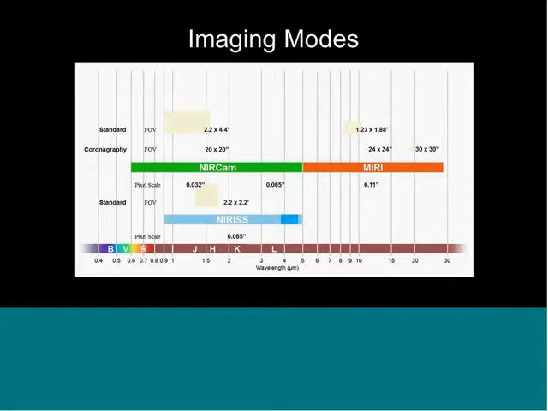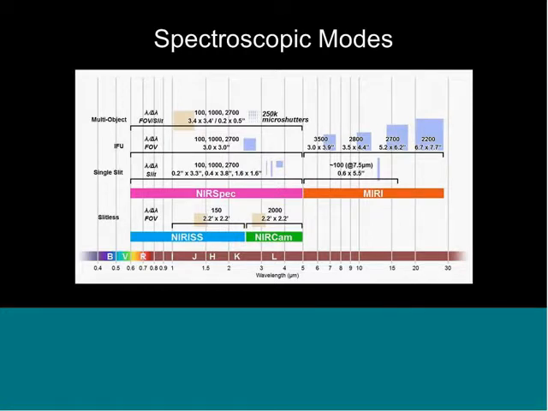But here's a look at our imaging modes. I like this chart as well because it gives you a sense of our field of view for the various modes. So for standard field of view with NIRCam, you can see we have about a 2.2 by 4.4 arcminute field of view. With MIRI, standard imaging is about 1 by 2 arcminutes. So there are other capabilities for coronagraphy with the other instruments. For example, for NIRISS, you can see we have a comfortable field of view, slightly smaller, about half the size of NIRCam, but with some other capabilities. And the spectroscopic modes.